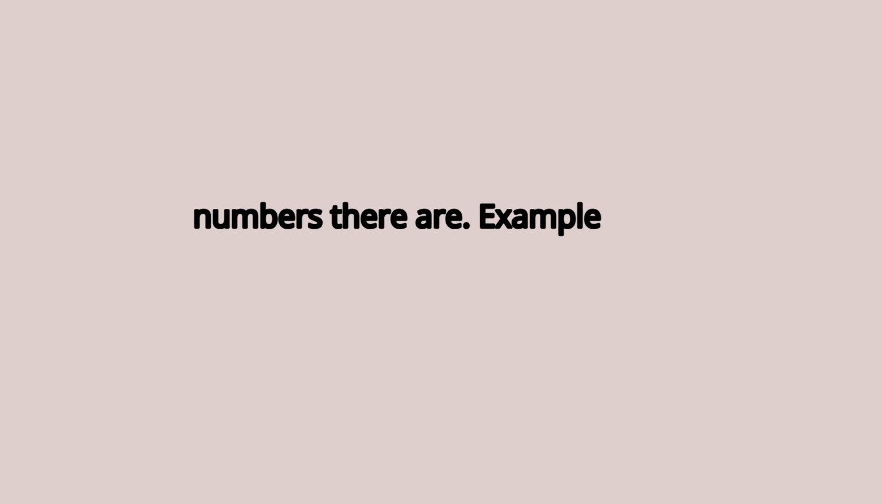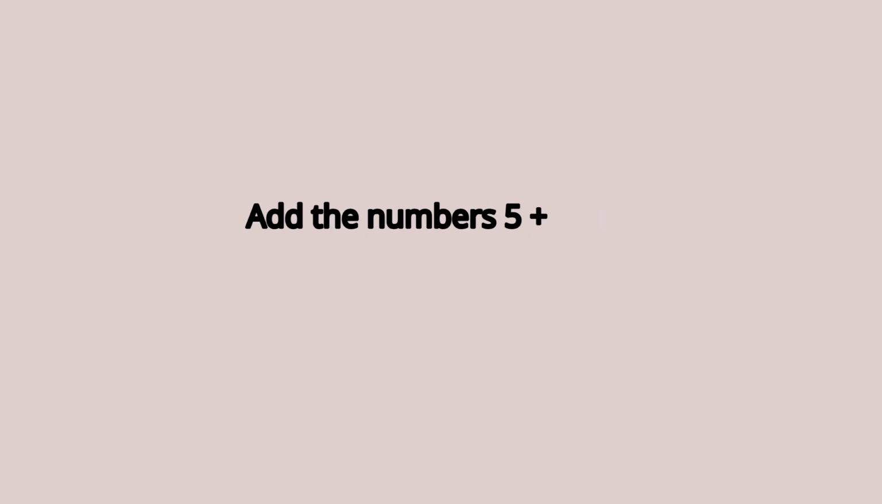Example 1: 5, 7, 9, 11, 13. Let's find the mean. Add the numbers. 5 plus 7 plus 9 plus 11 plus 13 is equal to 45. Count the numbers. 5 values. Now divide. 45 divided by 5 is equal to 9. The mean is 9.